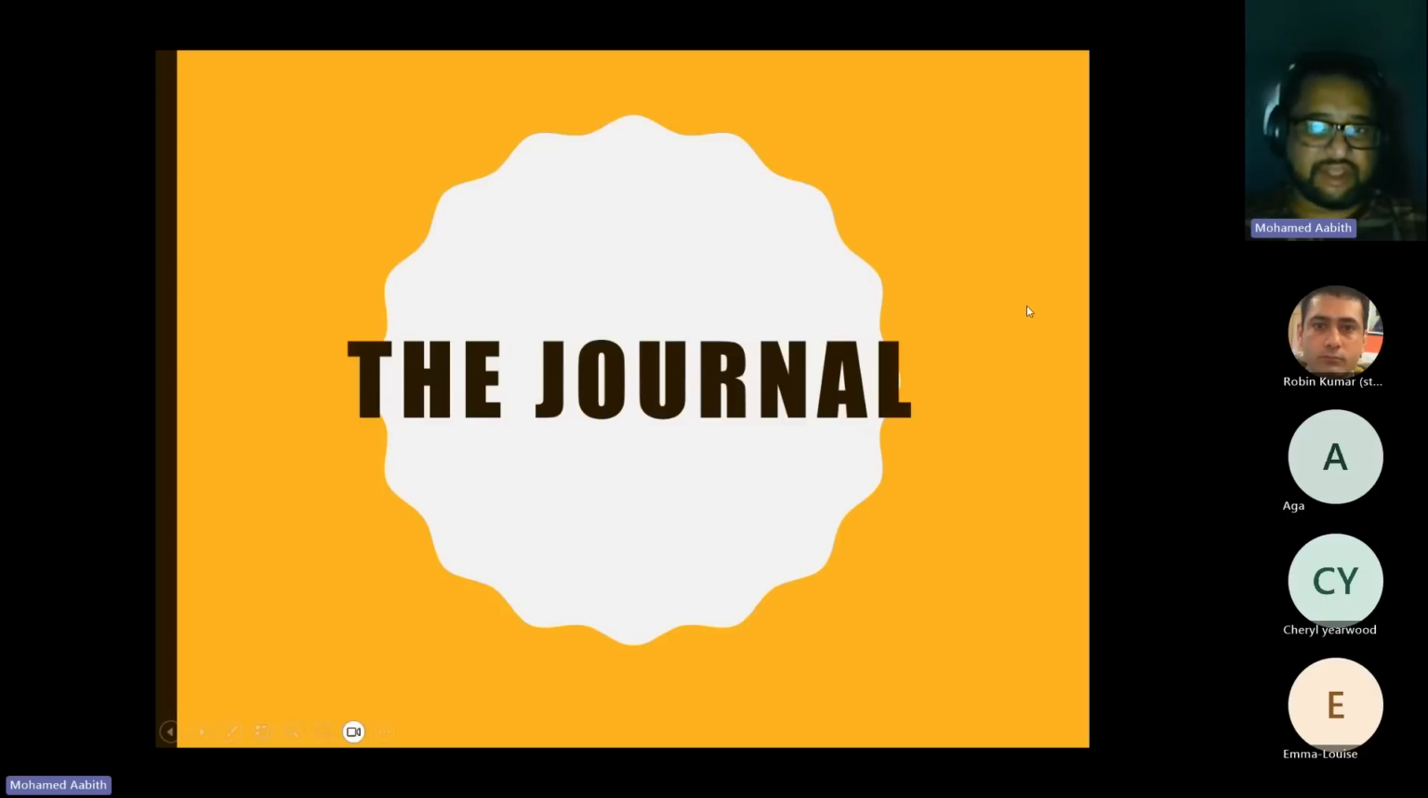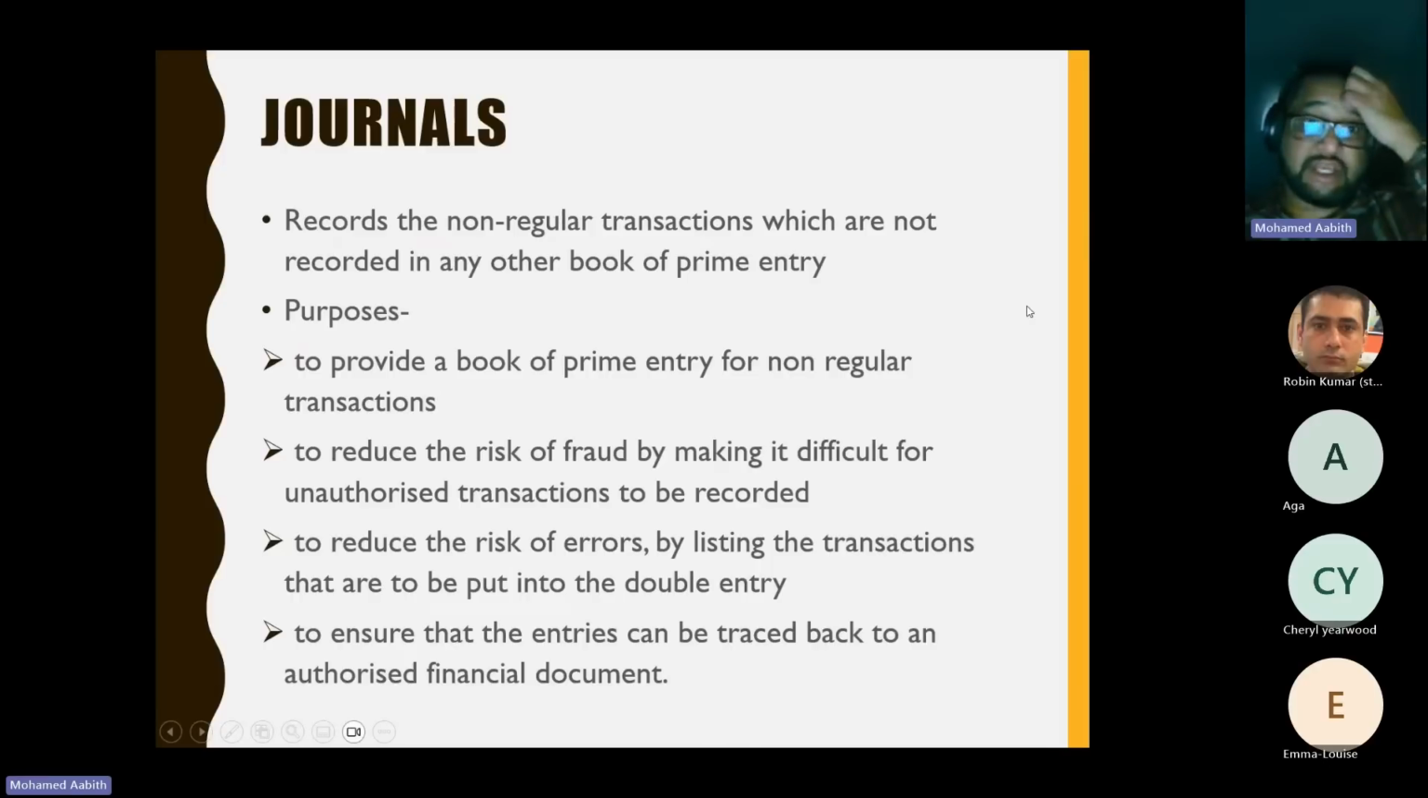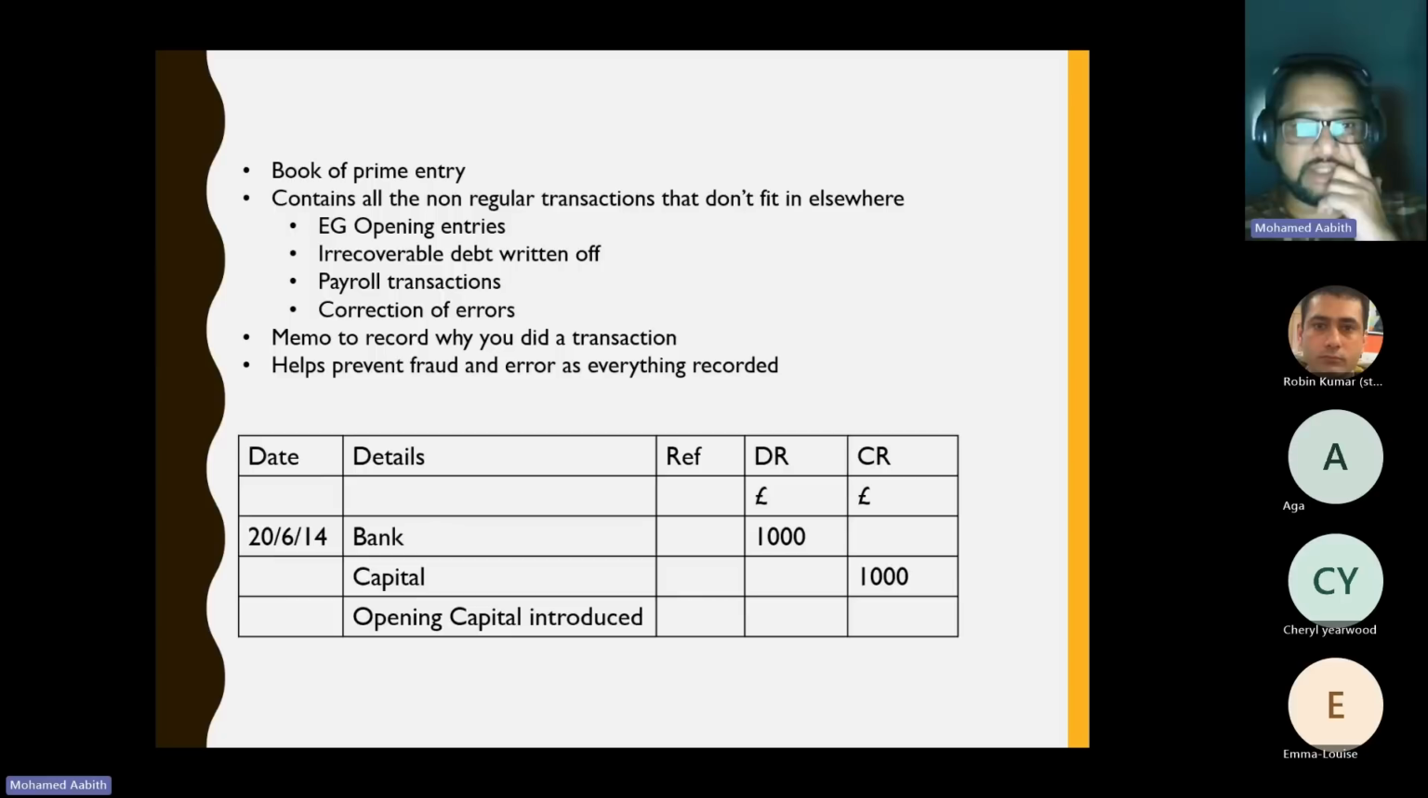On the journals, for example, journals are used as the book of prime entry to record non-regular transactions. So you have a way of tracing back those transactions by writing some sort of narrative in the journal. So this is a journal entry for one of those initial transactions. Like this, we haven't had a cash book yet. If we record that in my journal, the thing about a journal is that there are 3 rules.